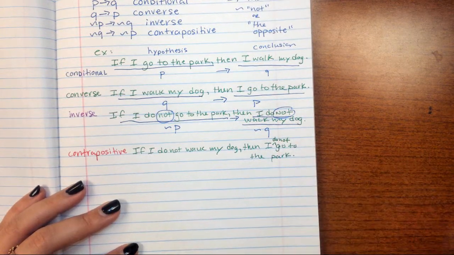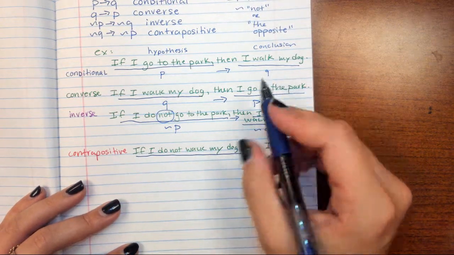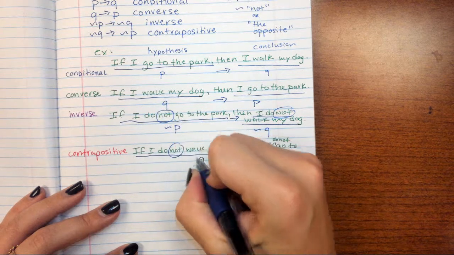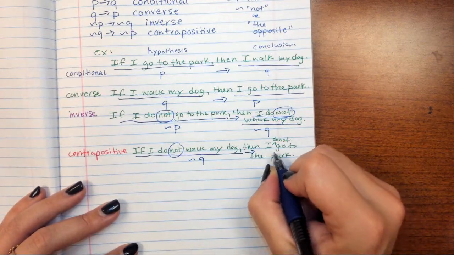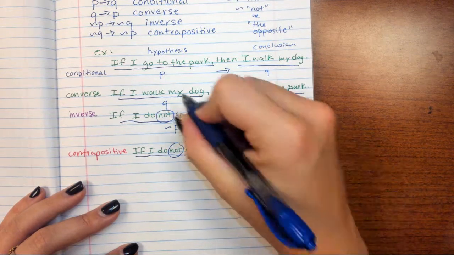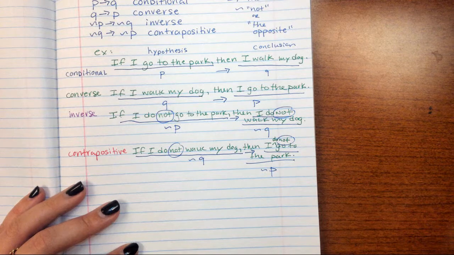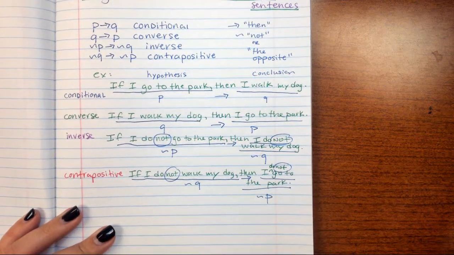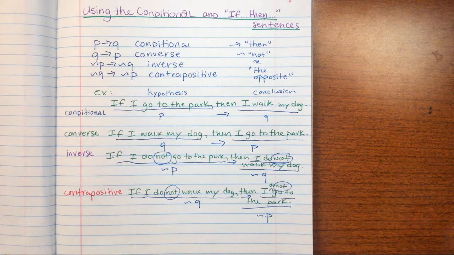Okay, and just to make sure we did this right, we're going to underline. Walking my dog should be Q. We have the word not, so we're going to put a squiggly. Arrow under then, going to the park is my P, and because I have the word not, I make it a squiggly. Okay, so that's an example of how to use all of your if-then sentences using the conditional.